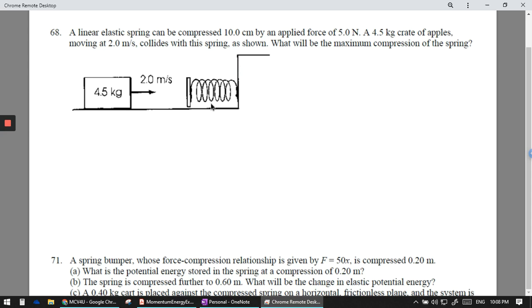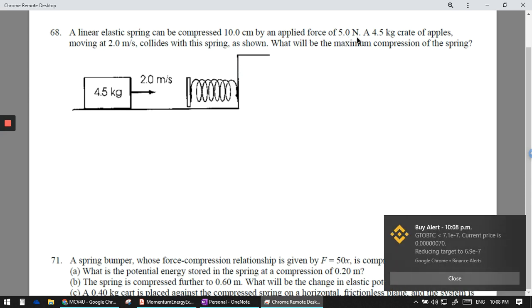And so, in a way, this is a bit of the opposite question that we had the last time. Instead of the spring pushing and giving kinetic energy to the box, the box is pushing on the spring and giving elastic energy. Its kinetic energy is turning into elastic potential energy that the spring then has. Okay, and so let's go ahead and take a look at this question. So a linear elastic spring can be compressed 10 centimeters by an applied force of 5 newtons. Let's first take this first statement here.